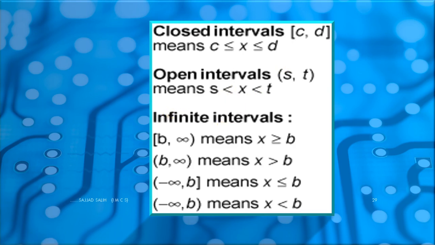Infinite intervals: b comma infinity means x greater than or equal to b, and open b comma infinity means x greater than b. Negative infinity comma b means x less than or equal to b, and negative infinity comma b open means x less than b.